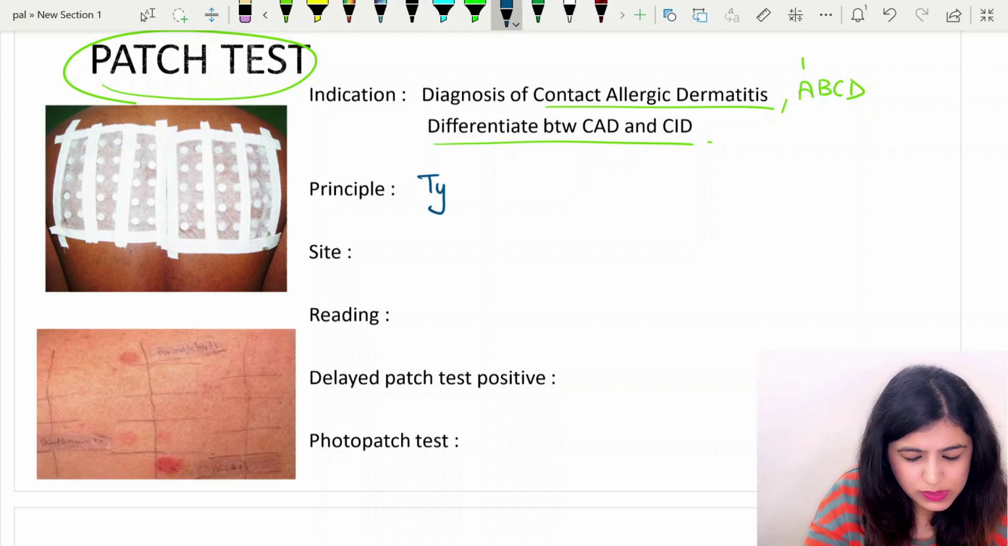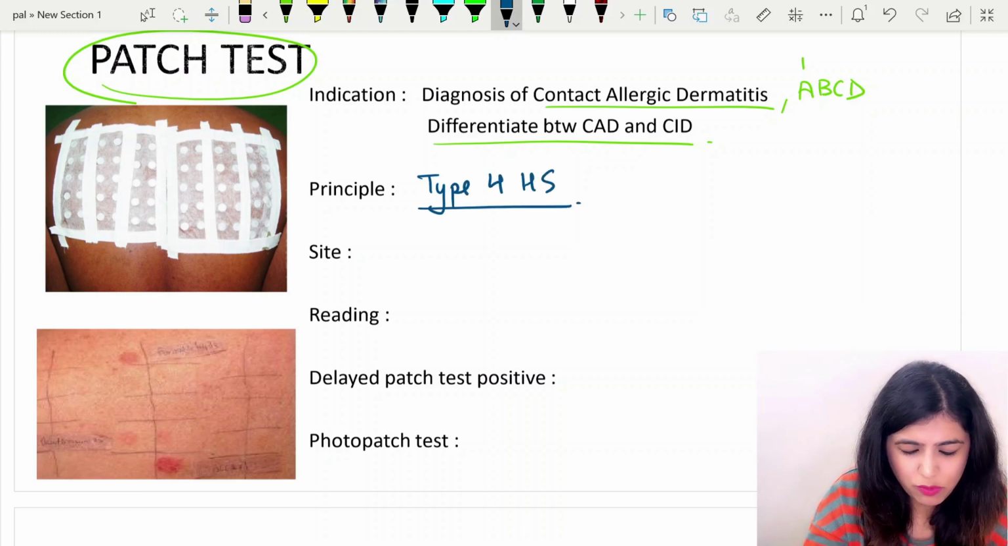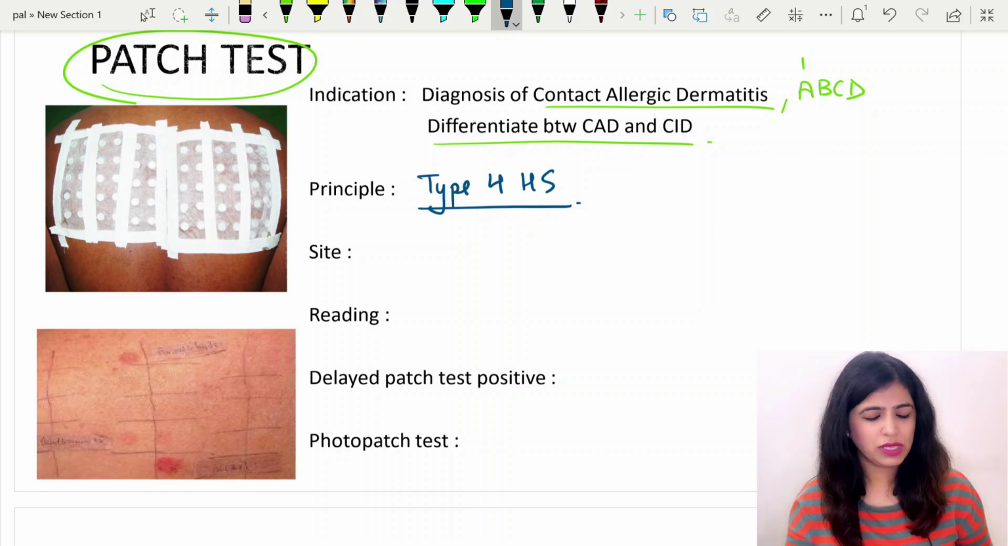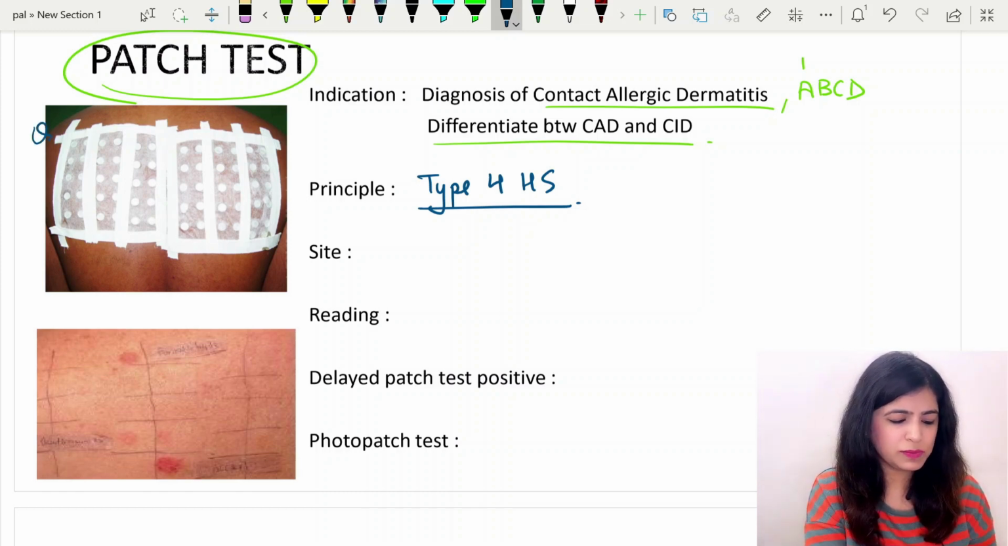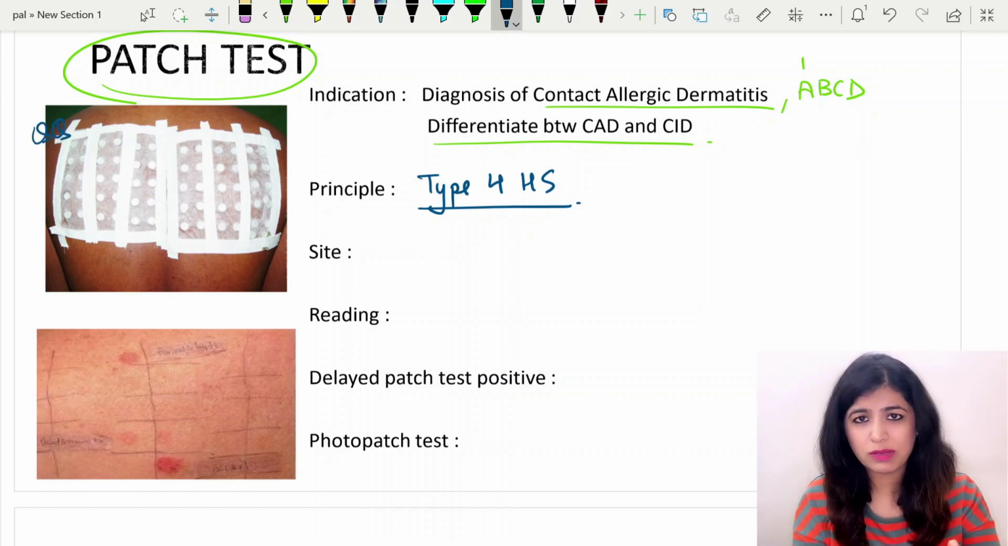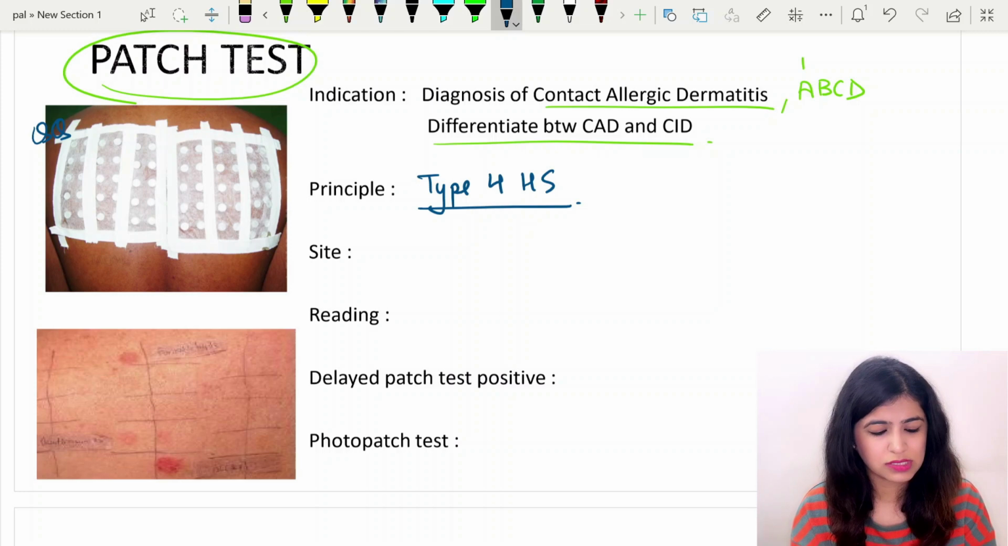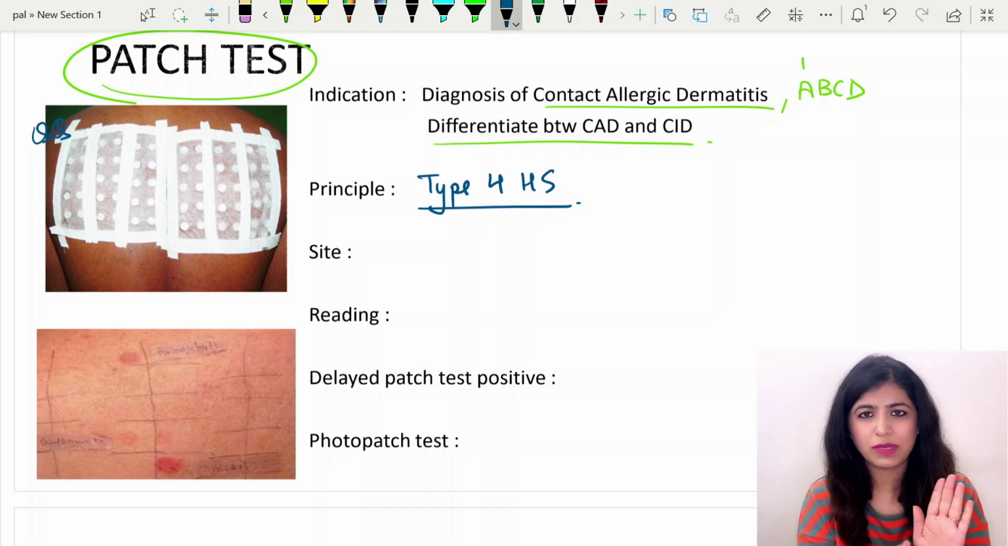It also follows the principle of contact allergic dermatitis, which is type 4 hypersensitivity. What you do here is, like you see these white strips in the image here, this is also an important image based question. If you get such white strips stuck on the back of a patient, this is the image of a patch test. So what you see here is these strips which have these aluminium chambers.